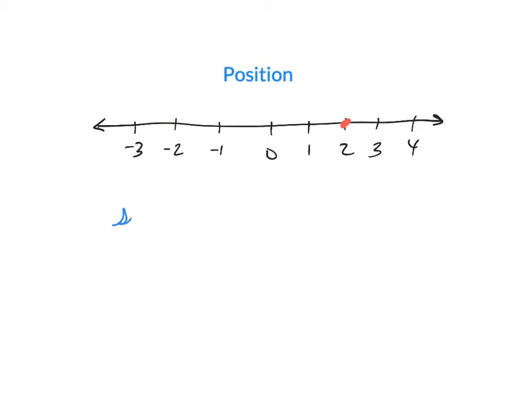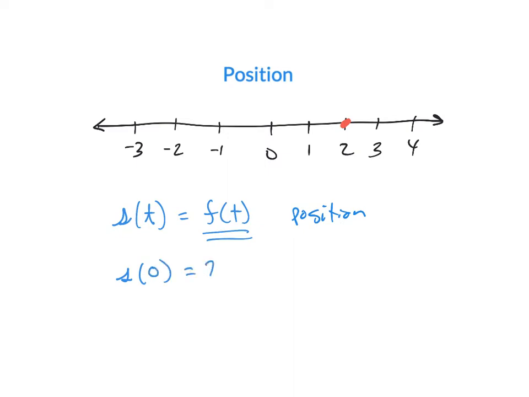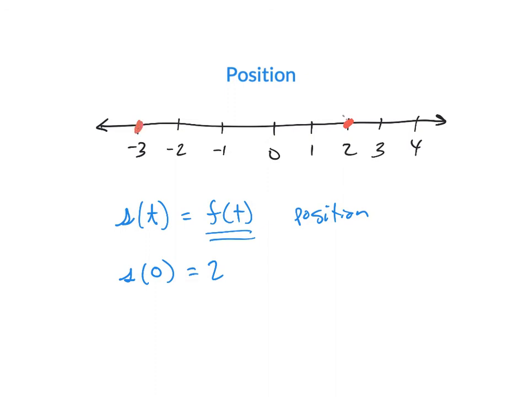And I usually draw it with a cursive s because my print s's sometimes end up looking like 5s. So the position function s of t is a function that tells us where this dot is located at a particular time. For example, since I've started my red dot there at 2, I would say that s of 0, which is my initial starting time, would be 2. And let's say 2 seconds later, my dot ends up at -3. So something happened over time and I ended up down here at -3. Then I would say s of 2, which would be 2 seconds later, my position is -3.